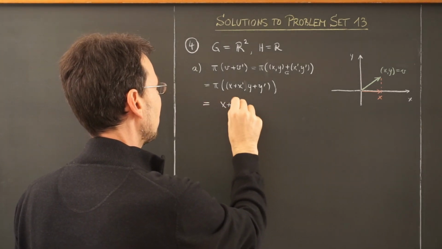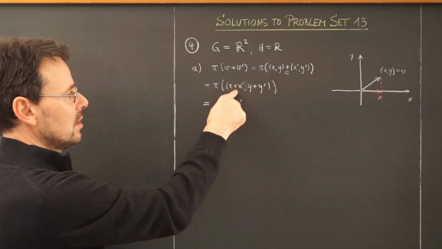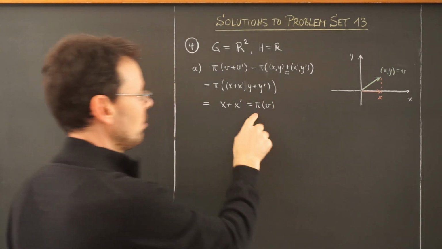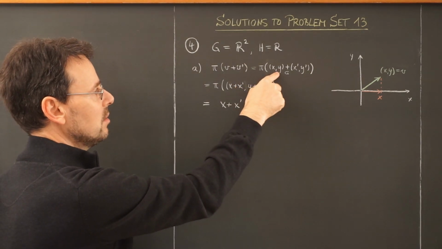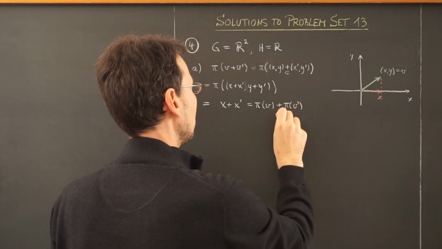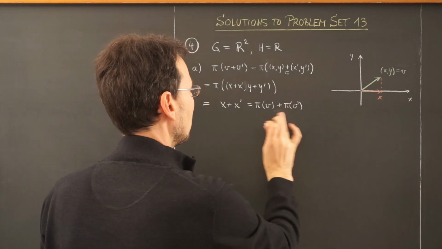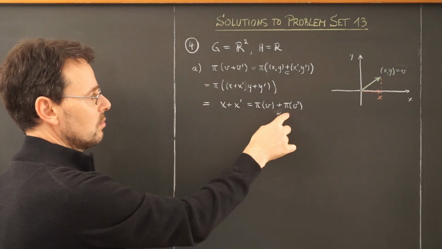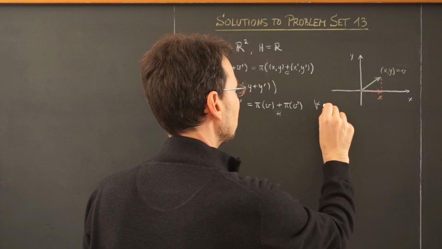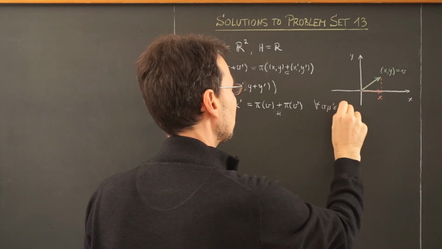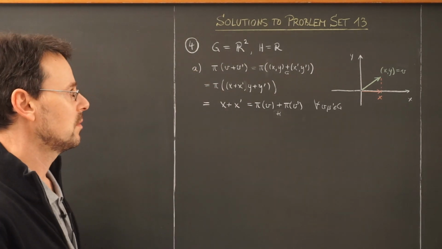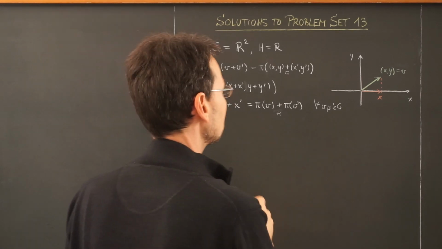Pi projects onto the first coordinate, so this here gets sent to x plus x prime, but this clearly is pi of v plus pi of v prime, because if I map this here, I end up with x plus x prime, and this now is addition of real numbers because we are in the codomain H. So this clearly shows, this is true for all v and v prime in G, establishing that pi actually is a homomorphism. It's the projection homomorphism onto the first coordinate.